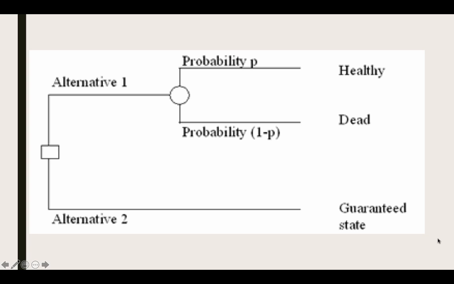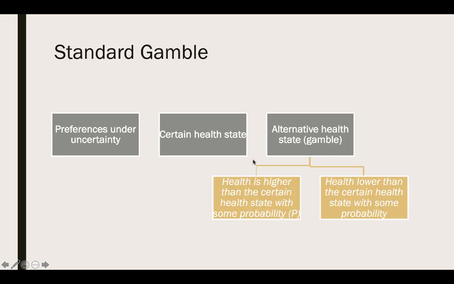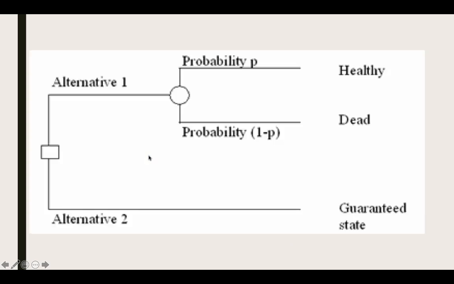So I've got some alternative two. This is my guaranteed state. This is my certain health state. I am certain to be healthy, and then I've got another alternative where there's some probability that I win, I'm healthy, and some probability that I lose, and here I'm dead. That's a big lose. So what am I willing to gamble on this one?